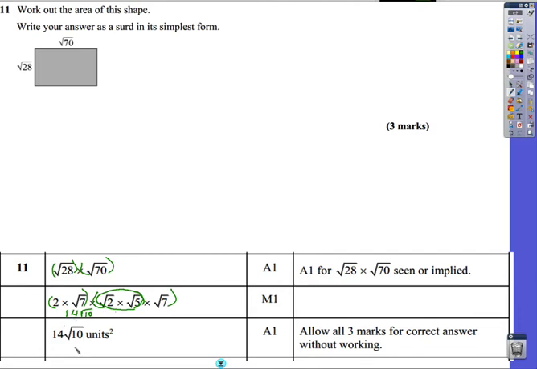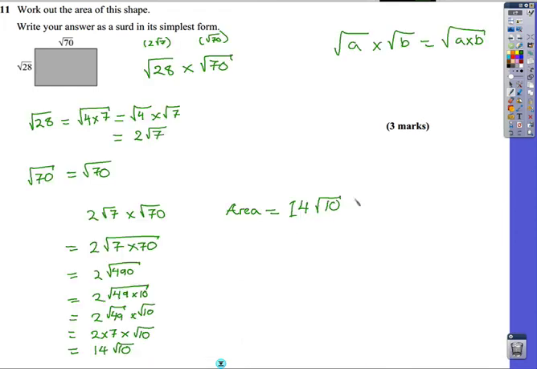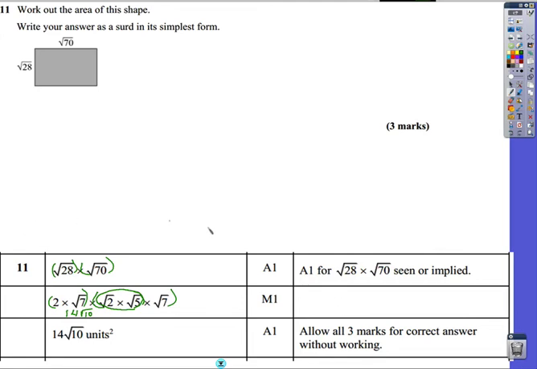This is another method. 1 accuracy mark for 14 root 10 square units. So we need to write square units. And that would be that. Just going back to the mark scheme again, if you wrote down the answer and it's accurate without any working, you would get all 3 marks.